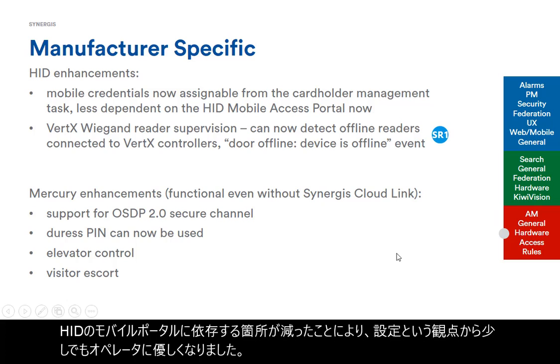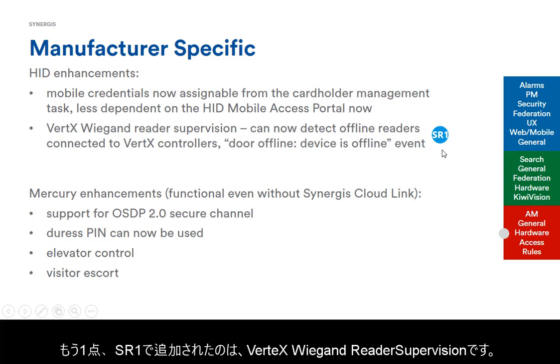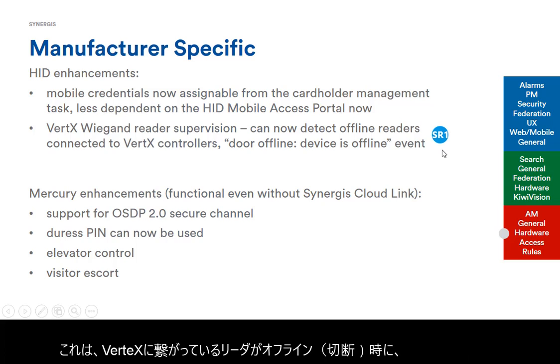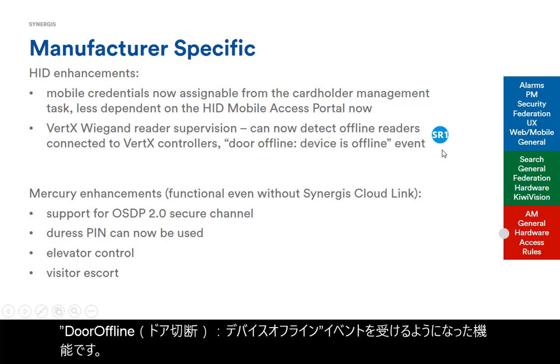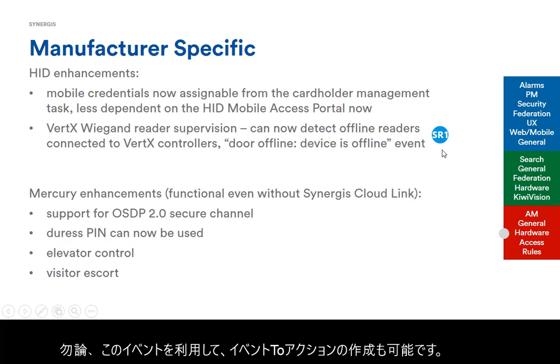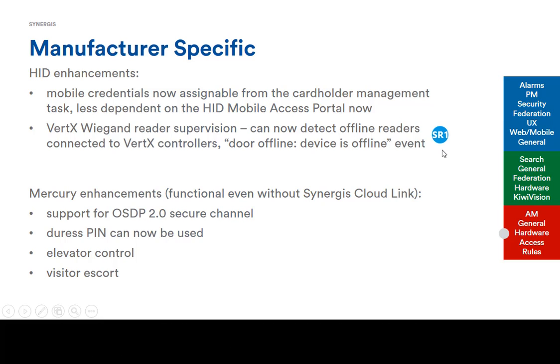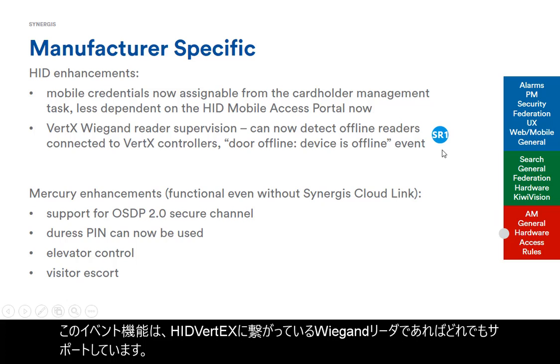Another thing that's been added in SR1 is Vertex Wiegand reader supervision. So now if there's any readers that go offline, we will get a message saying door offline, devices offline. We'll get an event. We can do actions based on that. So that's any Wiegand reader that's connected to a Vertex controller.